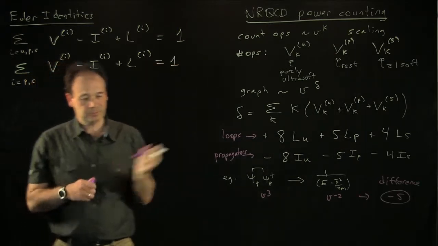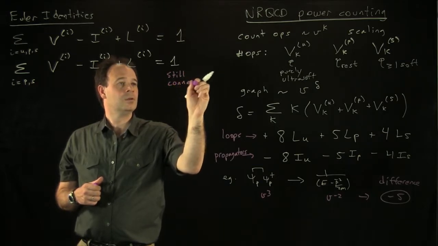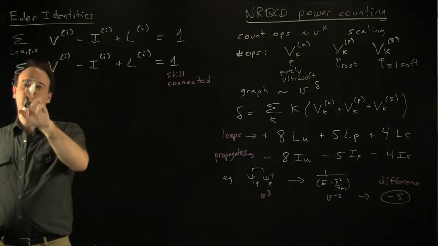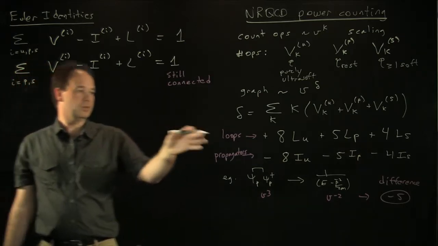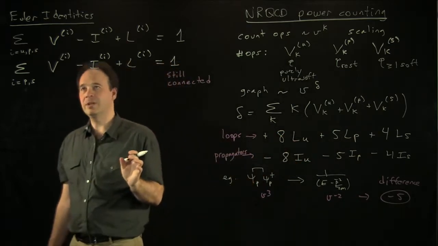OK? So still connected, even after erasing the ultrasoft particles. And then finally, if I want to get one more identity, and that's what I'd like to do if I want to erase these, get rid of these loop and propagator factors.